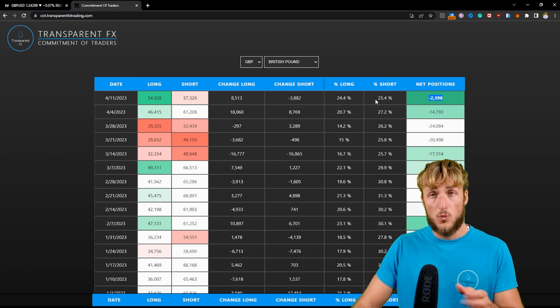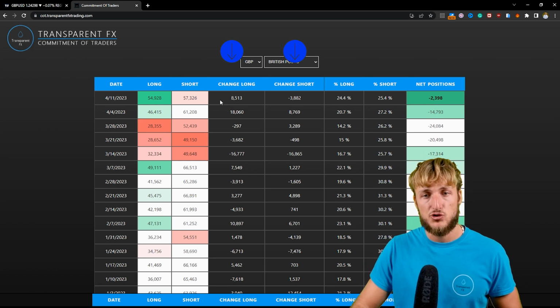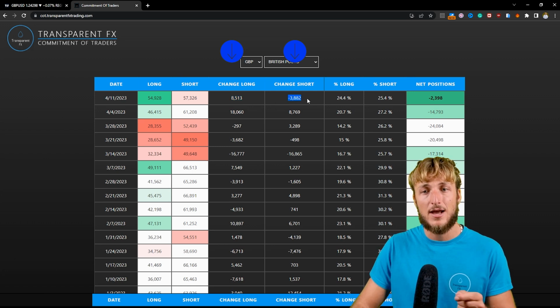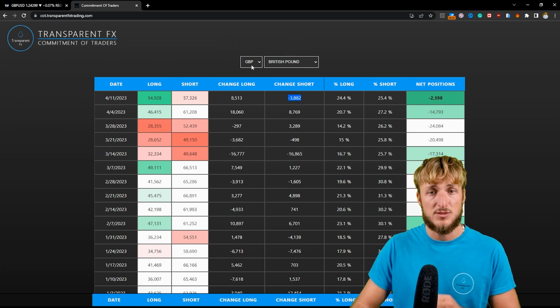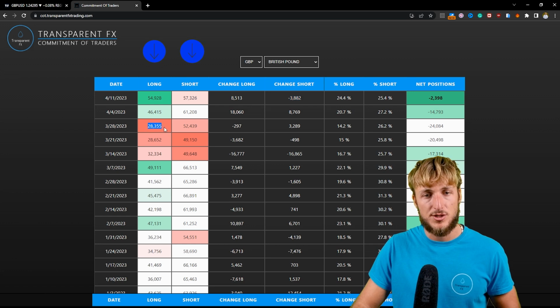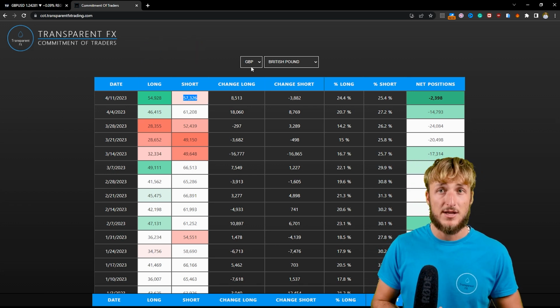In fact, with the last report alone, institutions have added 8,513 longs and closed 3,882 shorts. Now, this makes the pound stronger. And in fact, we can see how longs got increased from 28k to 54k and shorts got decreased from the high of 61k down to 57k. So the pound is definitely getting stronger.